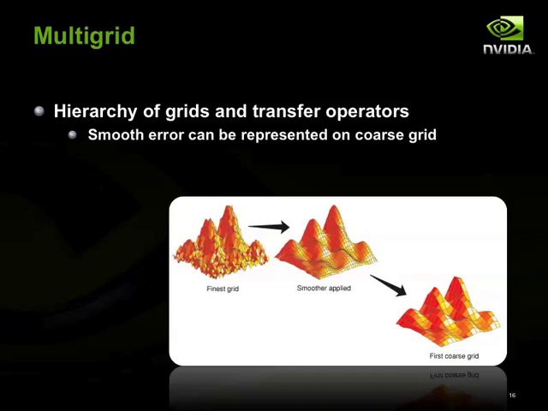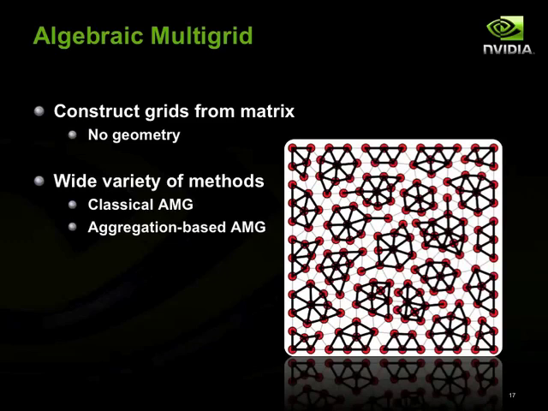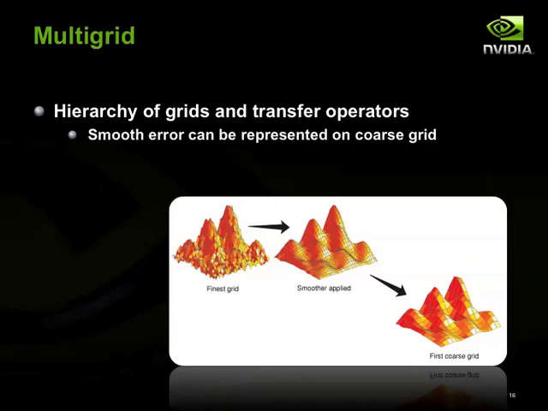So the class of multigrid methods that I look at are, in this previous slide we had a pretty obvious geometric hierarchy. We had a regular grid, and to produce the coarser grid, we just doubled the spacing of the grid. So that's what's known as geometric multigrid, and it's very effective when it can be applied.